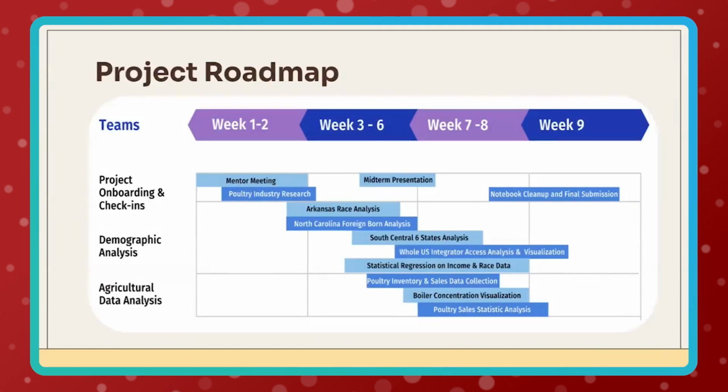Throughout the last 9 weeks, we mainly focused on 2 tasks: exploring the relationship between demographic information and integrator access, and the relationship between agricultural data and integrator access. We started by exploring race and foreign-born demographic data in Arkansas and North Carolina, gradually expanding to 6 South Central states, and then the whole U.S. We created visualizations and conducted regression on income and race in relation to integrator access. For agricultural data analysis, we started looking into poultry inventory and sales data in the latter half of the quarter, created visualizations such as broiler concentration, and analyzed poultry sales data.